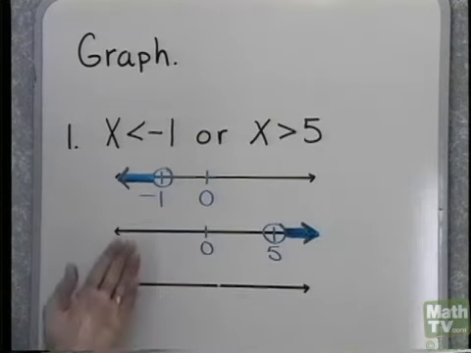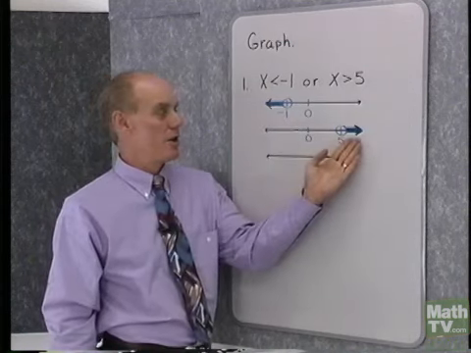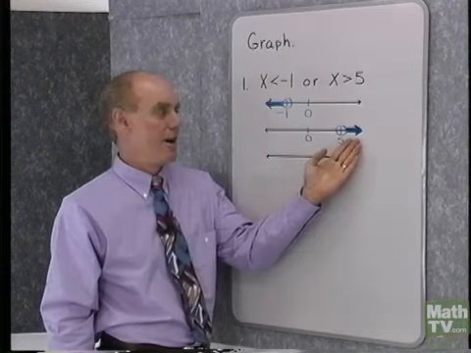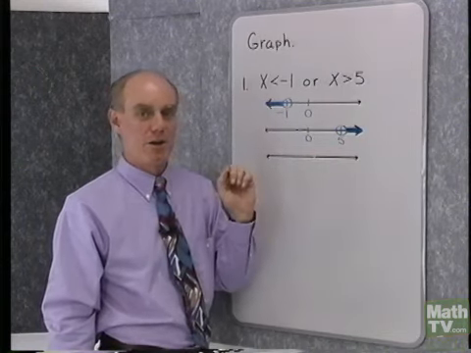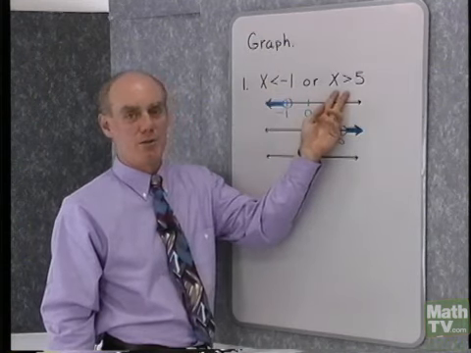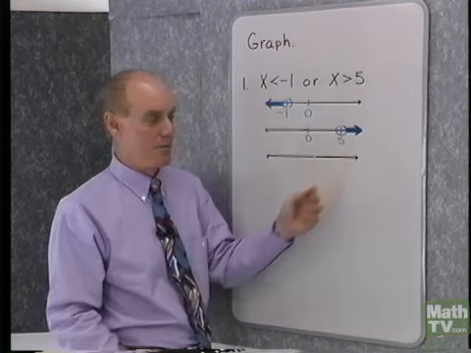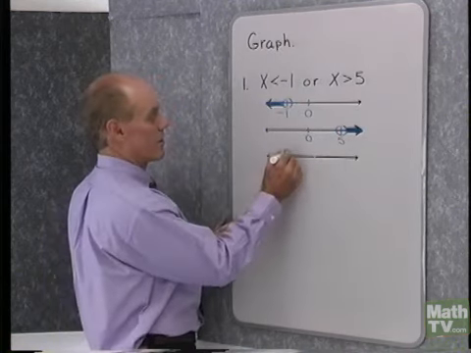So here is a picture of all the numbers that are less than -1. Here are all the numbers on the number line that are greater than 5. I want to graph every number on the number line that is either less than -1 or greater than 5. Well, that's all these numbers together with all these numbers. So the graph I'm looking for looks like this.